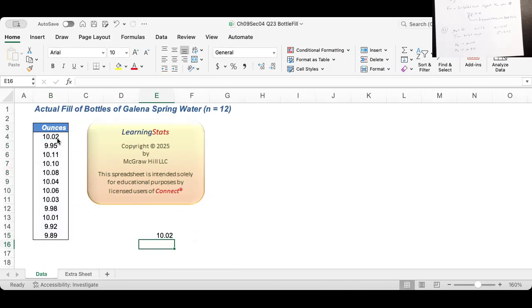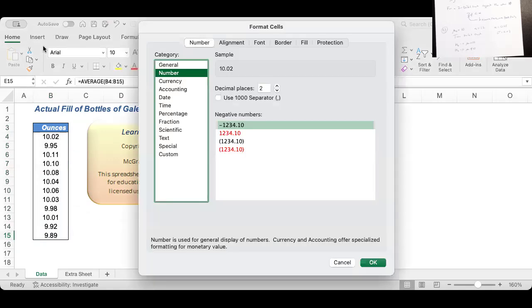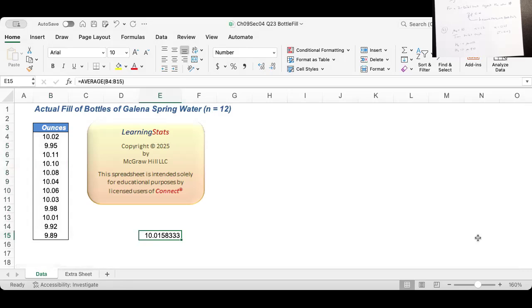I probably want more decimal places. So let me go in here and I will change the format, Command 1, and I'll tell it to use more decimal places. I'm going to go with at least 3 decimal places. So I'll go with 3 significant digits. So the average is 10.0158. I'll write that down.